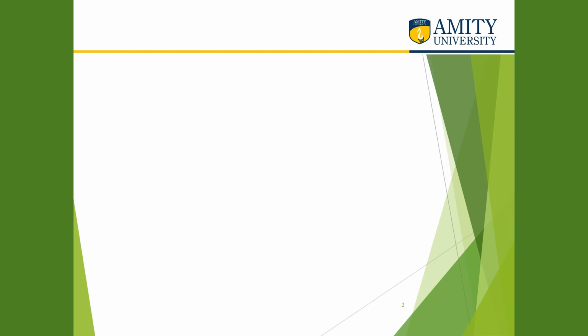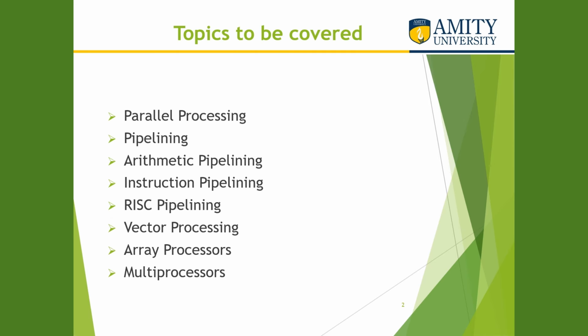Okay, in this module we'll be covering the following topics: parallel processing and pipelining, arithmetic pipelining, instruction pipelining. So these are three types of pipelines. RISC pipelining is also there, but these are the main pipelines that we'll be discussing in our syllabus. Vector processing, array processors and multiprocessors. These three topics and pipelining is what comes under parallel processing. So we'll be starting with parallel processing first.